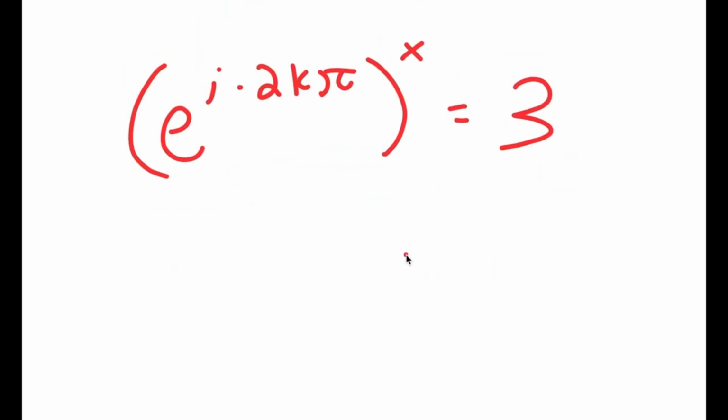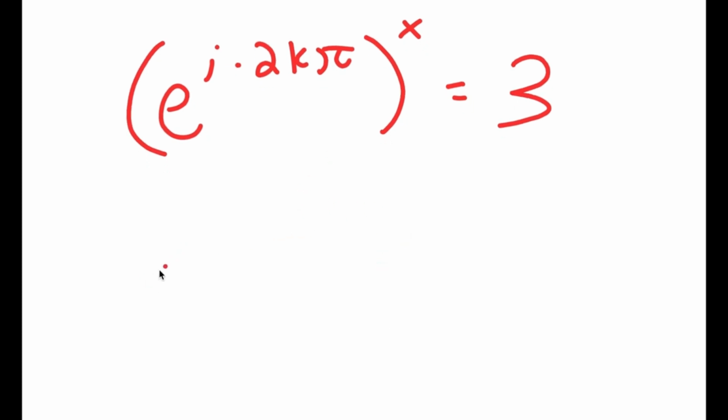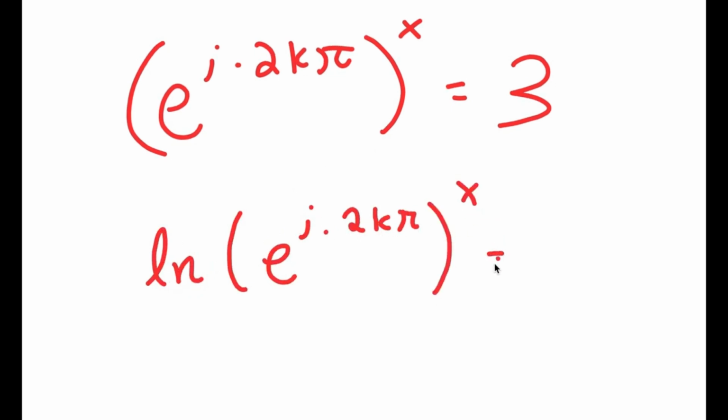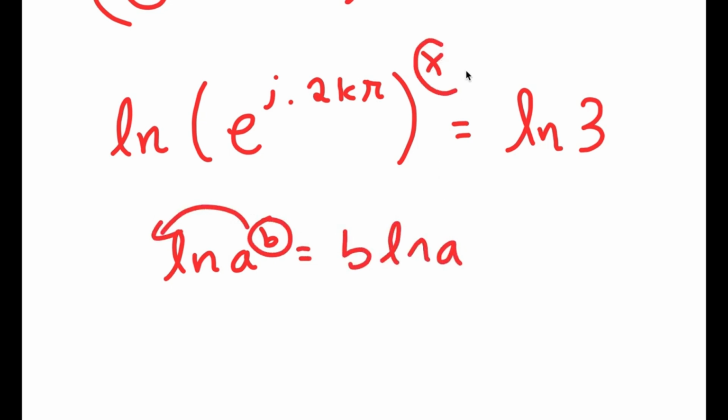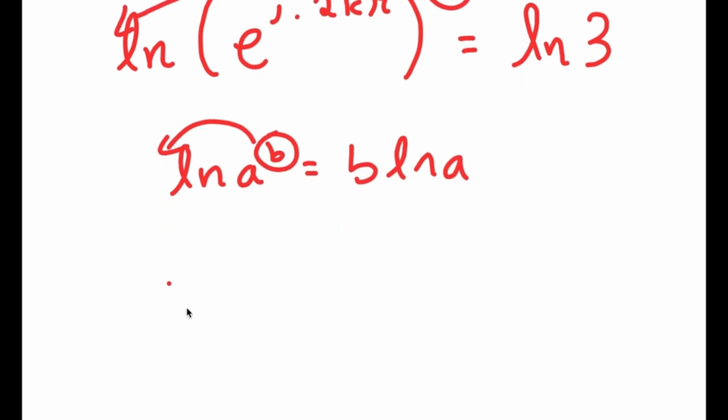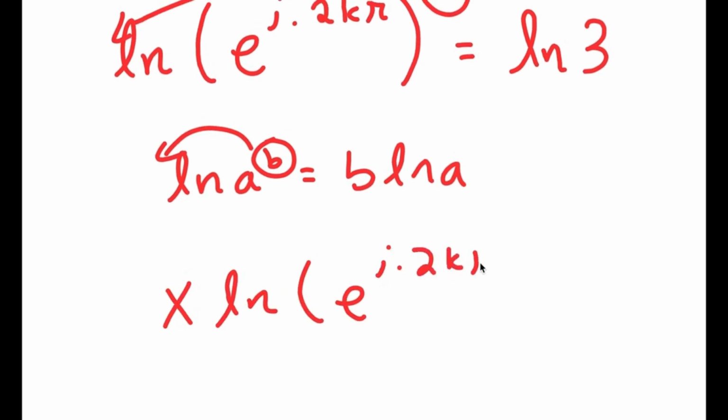So now, to solve this, I'm going to do what I did at the start. I'm going to take the natural log or ln on both sides. So I get ln of e to the power of I times 2k pi, to the power of x, is equal to ln of 3. Now, if I have something in the form ln a to the power of b, I can move this exponent b to the front, so I get b times ln a. In this case, I can move x to the front, so I get x times ln e to the power of I times 2k pi is equal to ln 3.